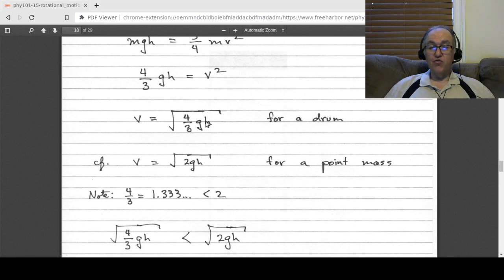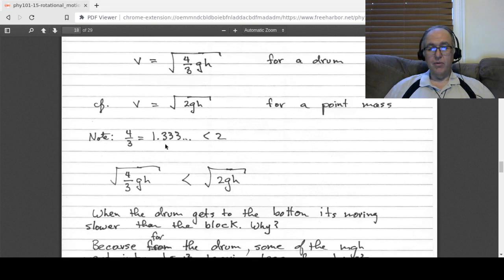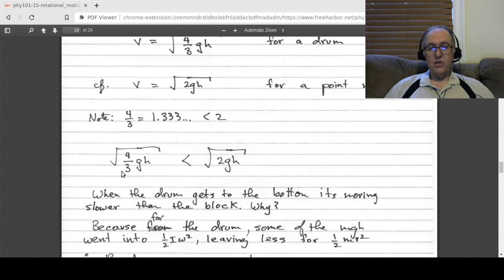Now, when we compare these two formulas, we find that 4/3, which is about 1.33333 and so on, is less than 2. When we take the square root of both sides, we'll find that the square root of 4/3 gh is always less than the square root of 2gh, which is interesting. That says that when the drum rolls downhill, it is actually going to be going slower at the bottom than if it just slid down.